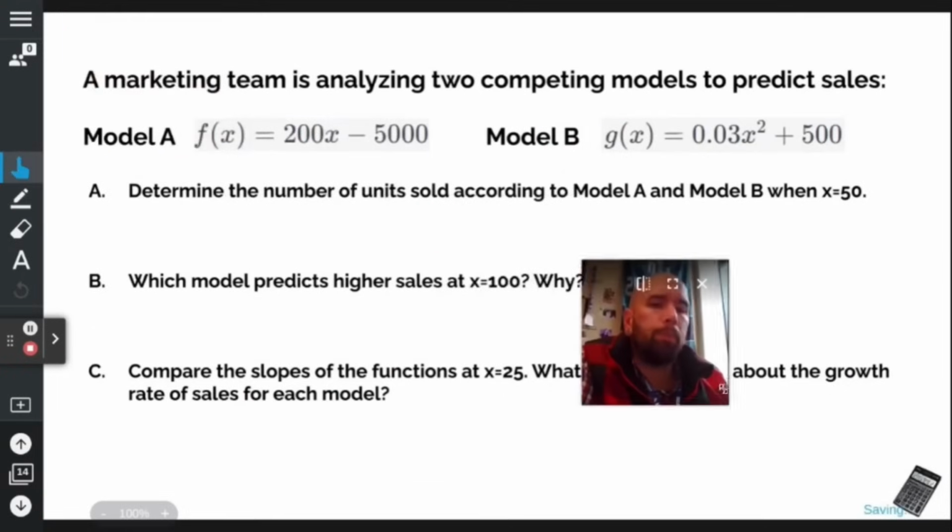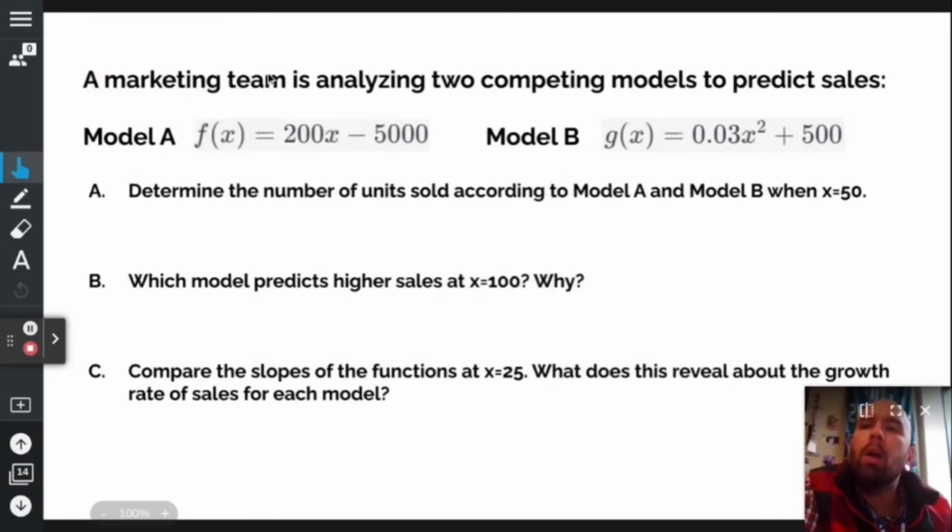All right. Another calculator problem. Marketing team is analyzing two competing models to predict sales. So we have ourselves a linear equation. We have ourselves a quadratic equation. Determine the number of units sold according to model A and model B when x equals 50. So not a lot of information for this one. It looks like we're just plugging and chugging.